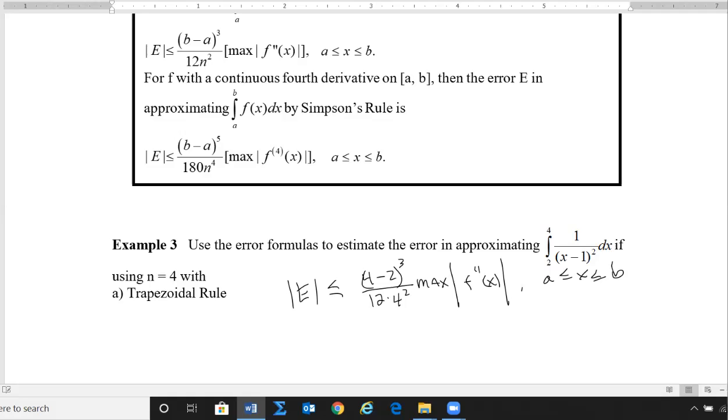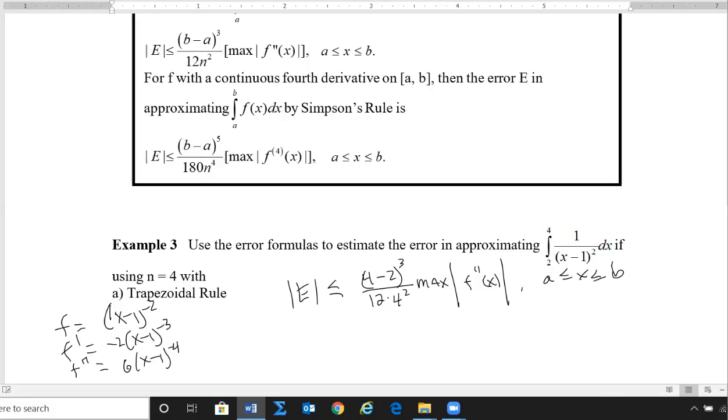So let's look at the derivative. f equals 1 over... well, let's just write it, (x minus 1) to the negative 2. So f prime is negative 2 times (x minus 1) to the negative 3. f double prime is 6 times (x minus 1) to the negative 4.